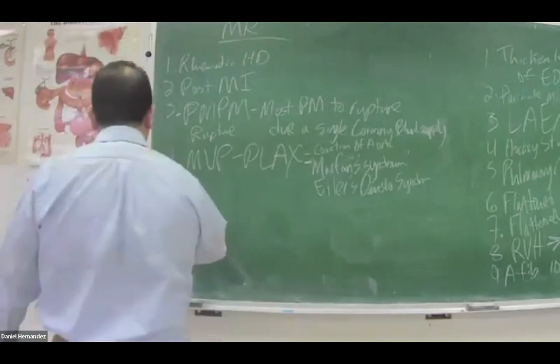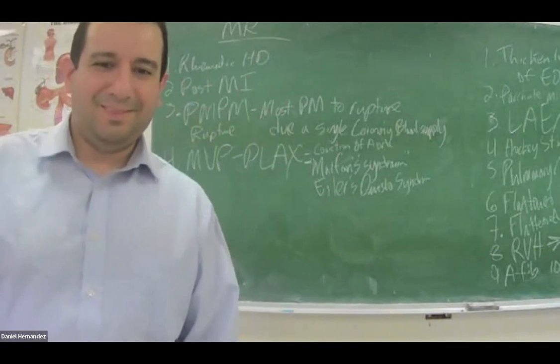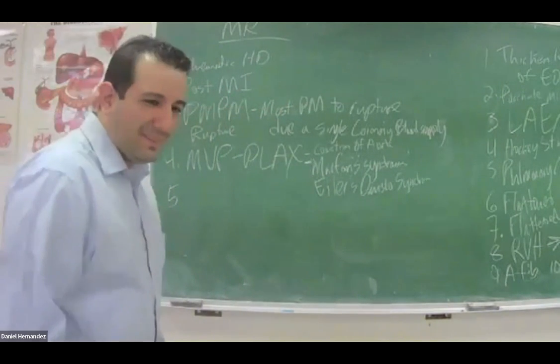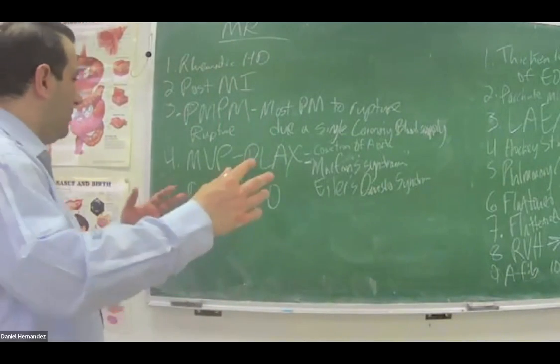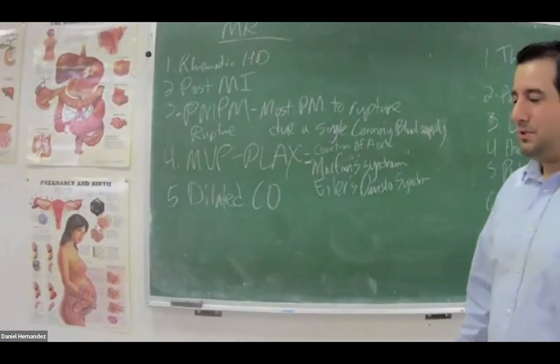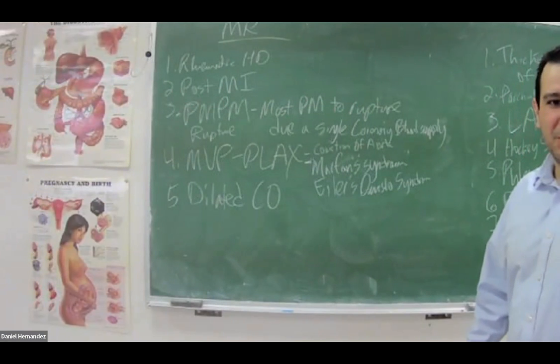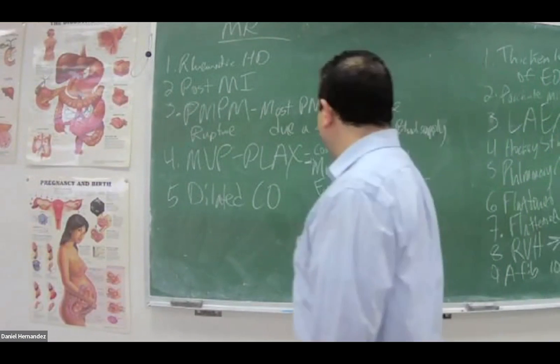Could cardiomyopathy be one? Absolutely. I was waiting for someone to throw that one out there. Which cardiomyopathy? Dilated. Yes, dilated cardiomyopathy. Very good. As that chamber becomes more and more dilated, you get stretching of the annulus or separation of the mitral annulus. So the MR just gets worse and worse, and things just keep getting worse and worse. That's a good one.